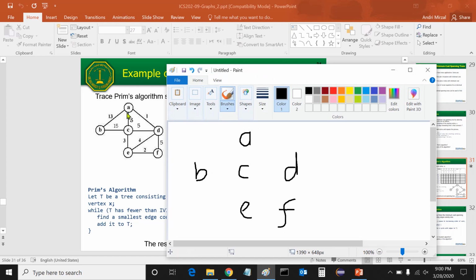There are three edges emanating from A. The first one, second one, and third one. We need to choose the edge with the minimum weight. So we will choose the edge connecting A to D. Okay, this one. After that, the set T will contain A and D, and the rest of the graph will contain B, C, E, and F.